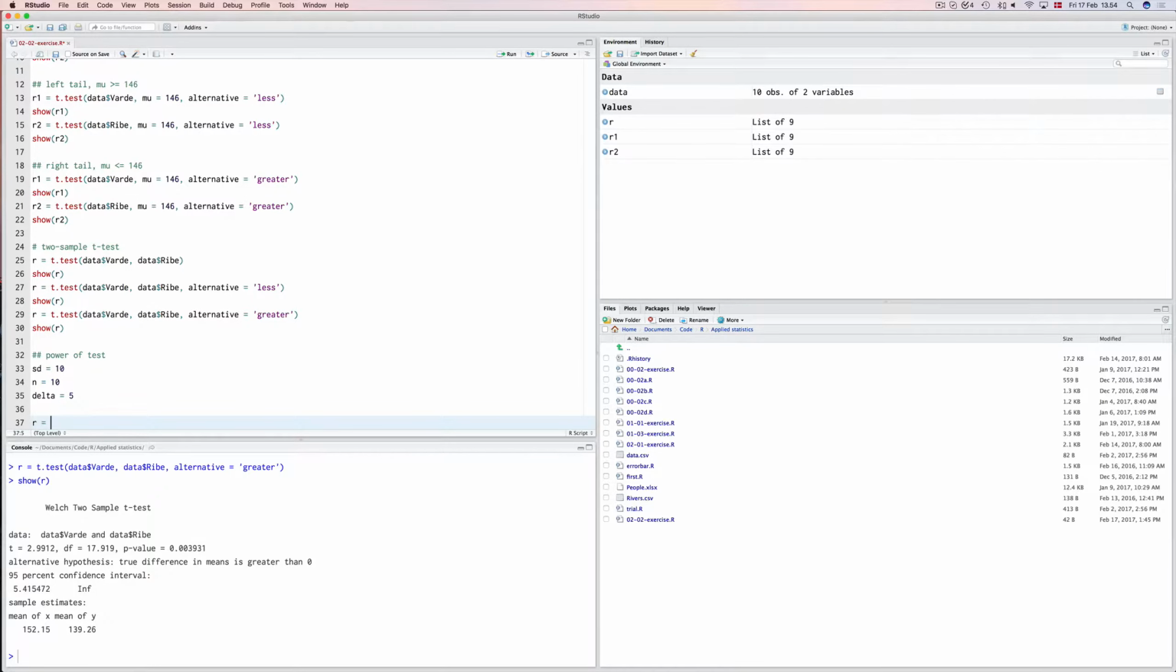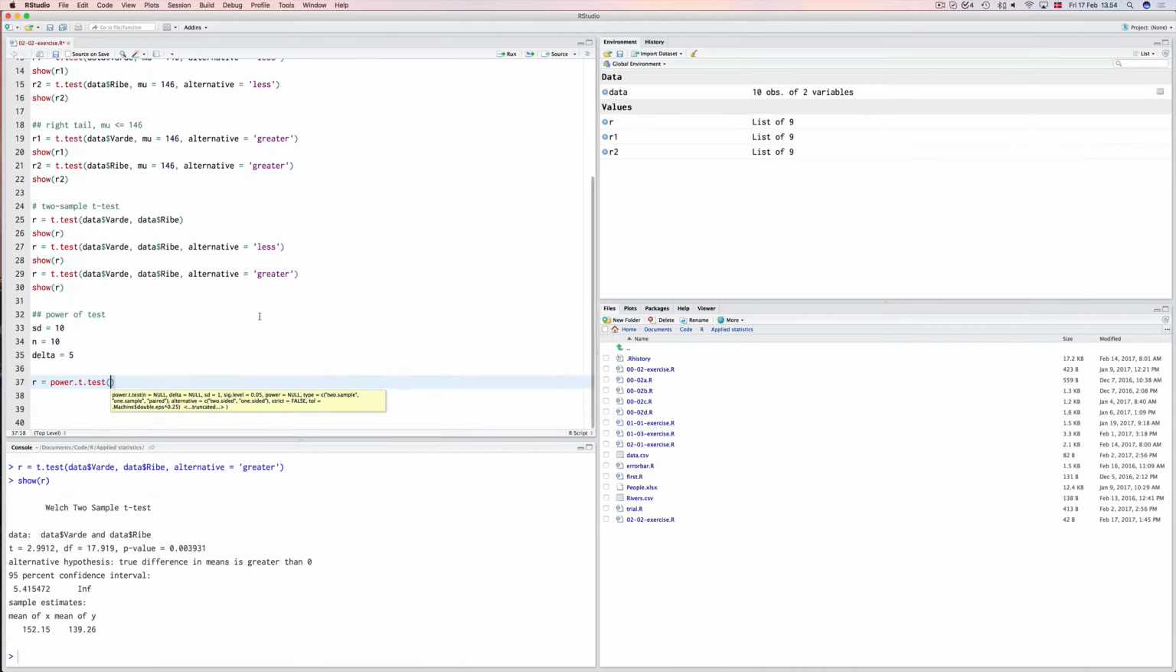So we just take the power t-test. You can see that R has functions to calculate power for different tests. We will use this one, it's for t. Okay. So what we need to provide? Well, first of all, we provide delta. Delta is our delta. Then n is our n. Standard deviation is our deviation.